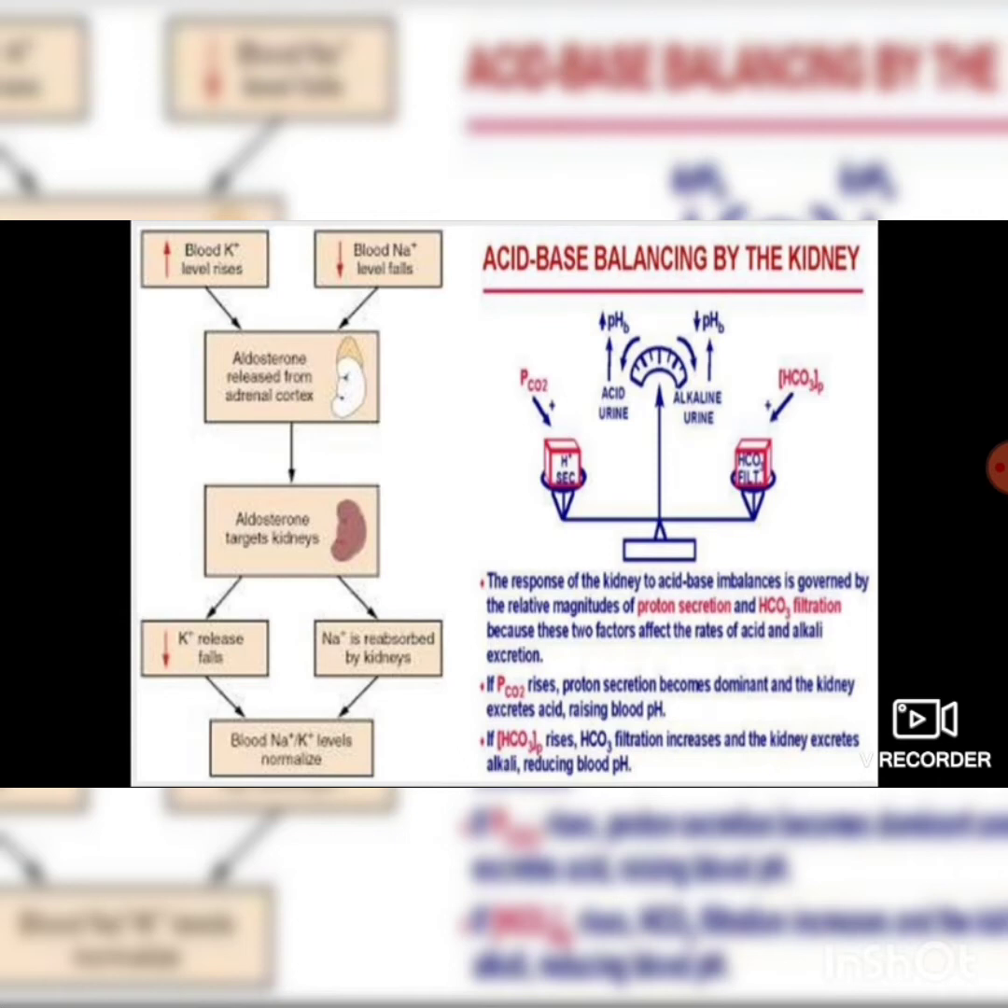If the partial pressure of carbon dioxide rises, proton secretion becomes dominant and the kidney excretes acid, raising blood pH. Now, if the HCO3 level rises, HCO3 filtration increases and the kidney excretes alkali, which reduces the blood pH.